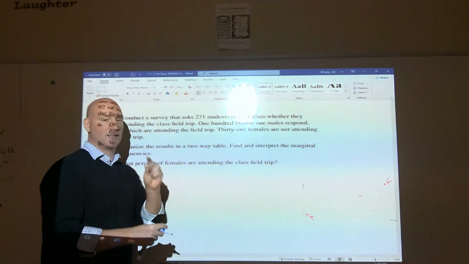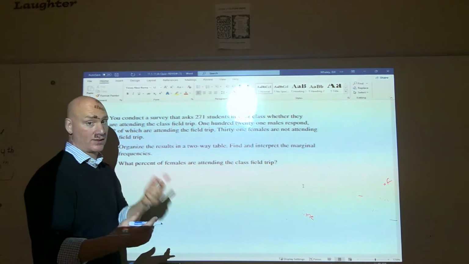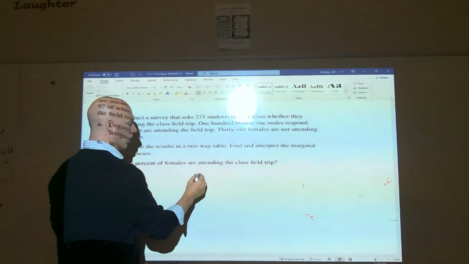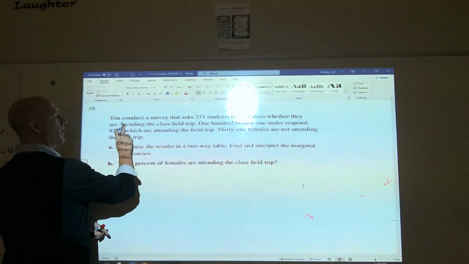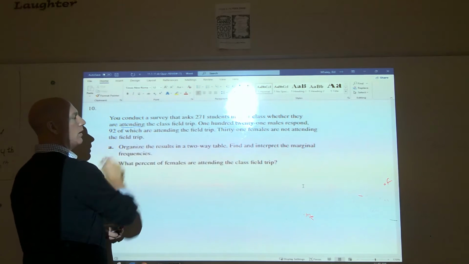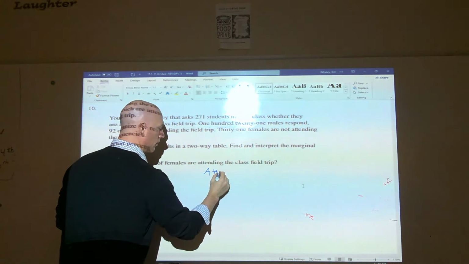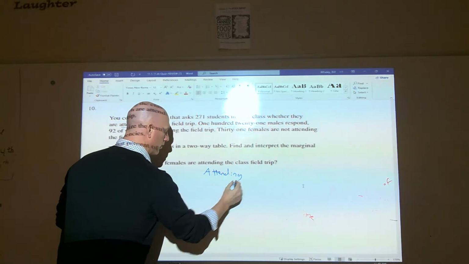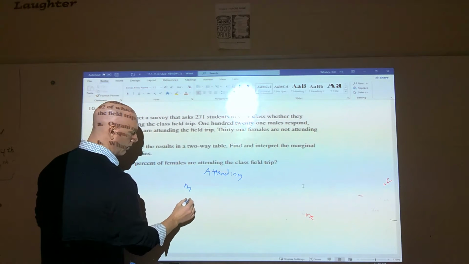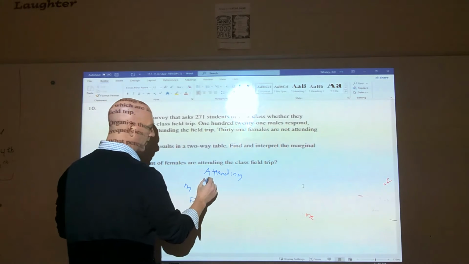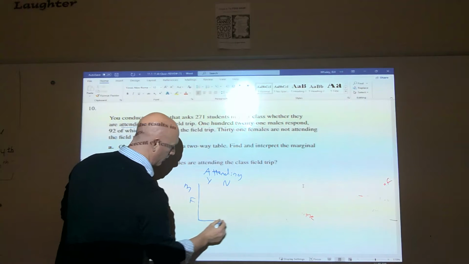We need to organize it in a two-way table. So remember, your two-way table pretty much looks like a tic-tac-toe board. So you're going to compare two things. What are we comparing here? Whether they are attending the field trip, and then whether they are male or female. So we'll go attending, and then you can say gender or just male, female, and then attending goes yes, no. So you're going to see your tic-tac-toe board.